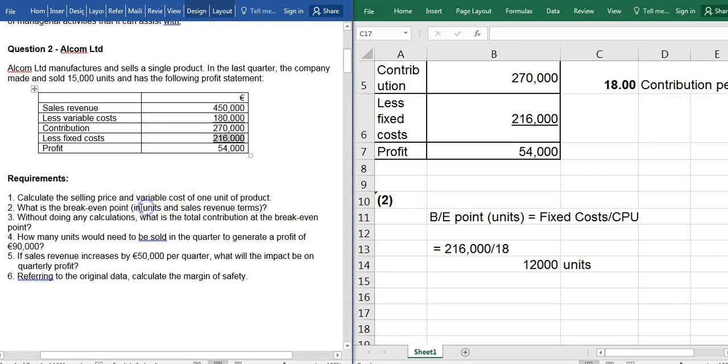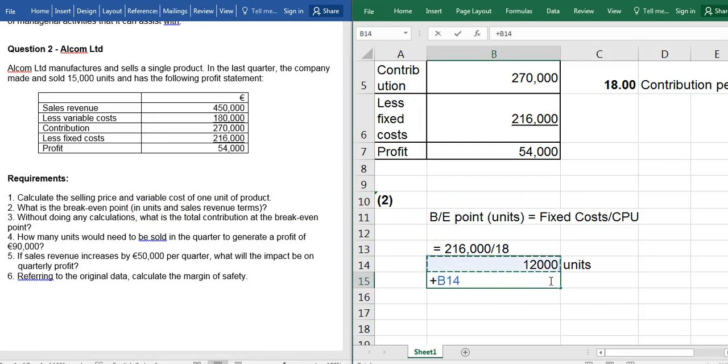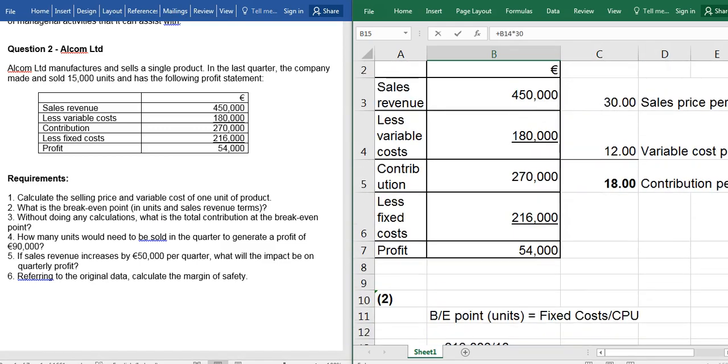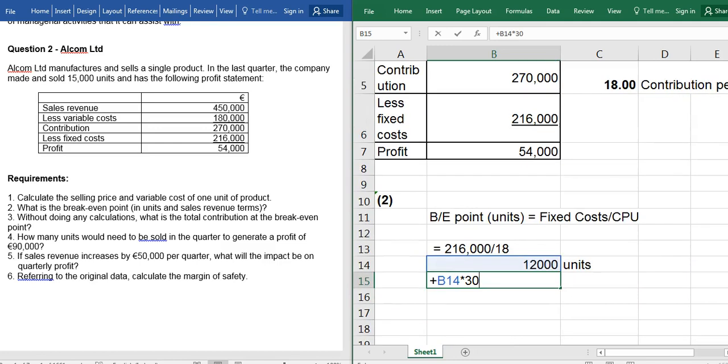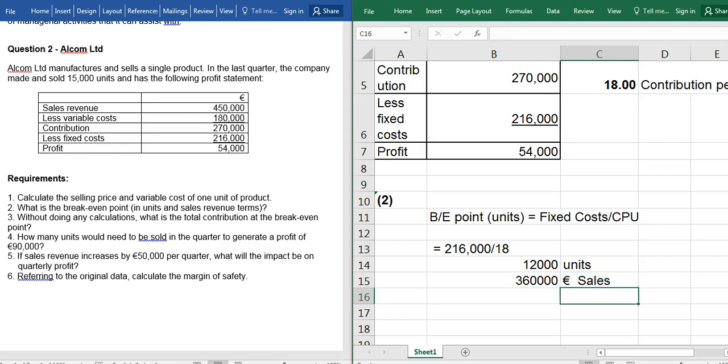Now you're asked it in both terms, so in units and in sales revenue. If we sold 12,000 units, it's 12,000 at 30, that's the €30 per unit that you sell at. So there are two ways of representing it. Either we need to sell 12,000 units or we need to make 360,000 worth of euro sales. Both answers are required in this instance.